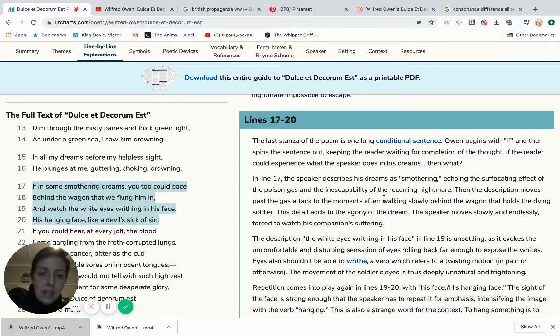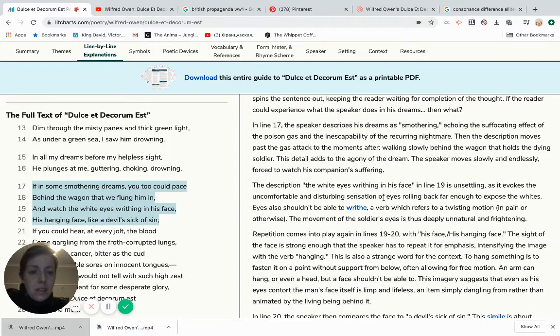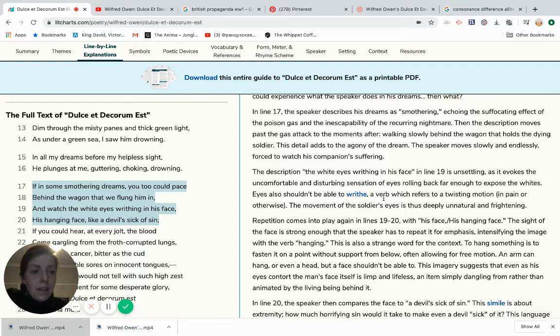In line 17, the speaker describes his dreams as smothering, echoing the suffocating effect of the poison gas and the inescapability of the recurring nightmare. Then the description moves past the gas attack to the moments after, walking slowly behind the wagon that holds the dying soldier. This detail adds to the agony of the dream. The speaker moves slowly and endlessly, forced to watch his companion's suffering.